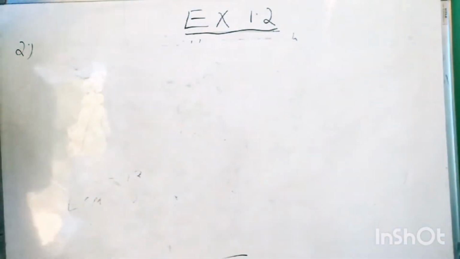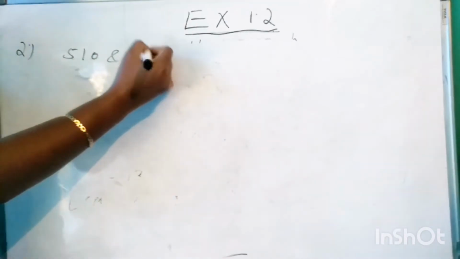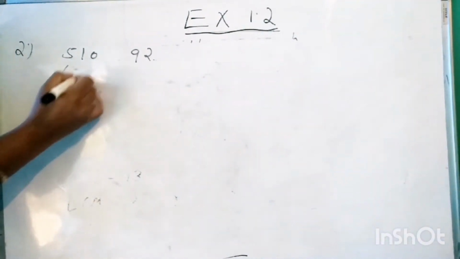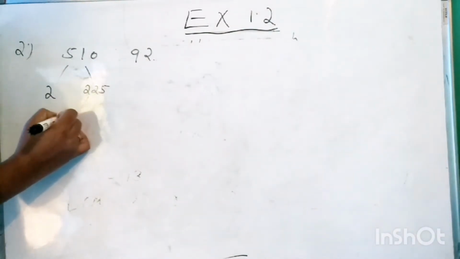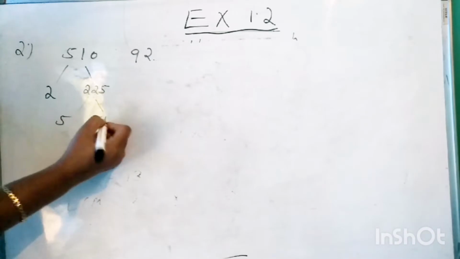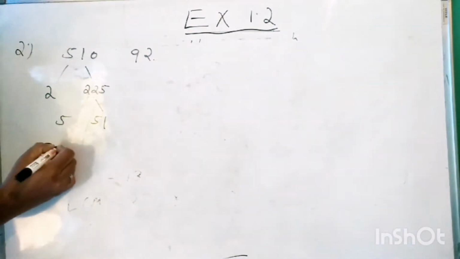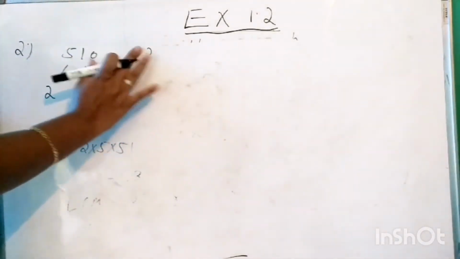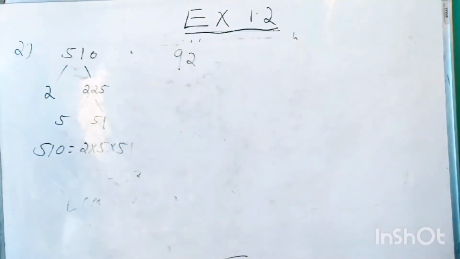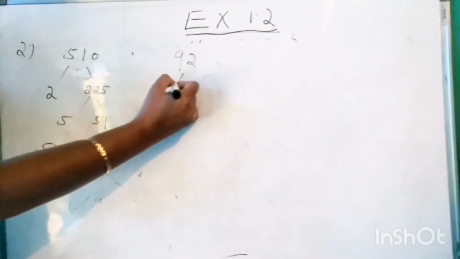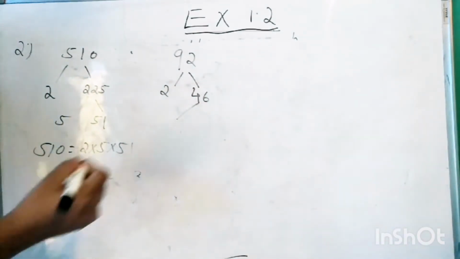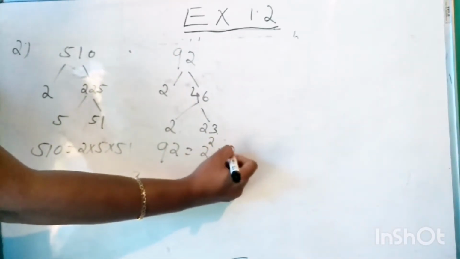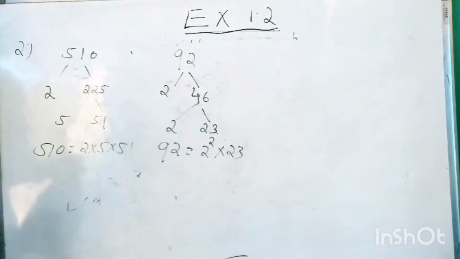The second pair: 510 and 92. The prime factorization of 510: 2 into 255, 5 into 51. So we can write 510 as 2 into 5 into 51. And 92: the prime factorization of 92 is 2 into 46, and 46 we can write as 2 into 23. So 92 is equal to 2 square into 23.